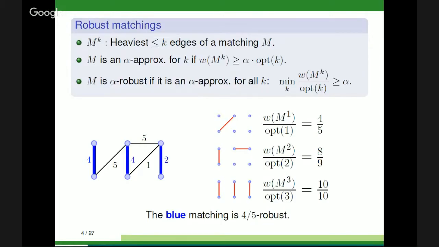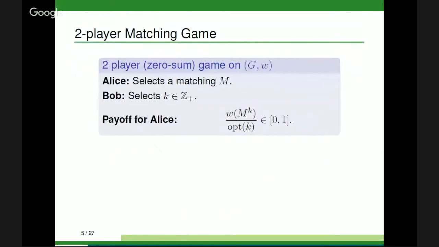5 approximation for every cardinality. And with that in mind, one can perhaps redefine this concept using a two-player game. So you can imagine that there are two players, Alice and Bob, and Alice wants to select a matching, and Bob wants to select a cardinality.